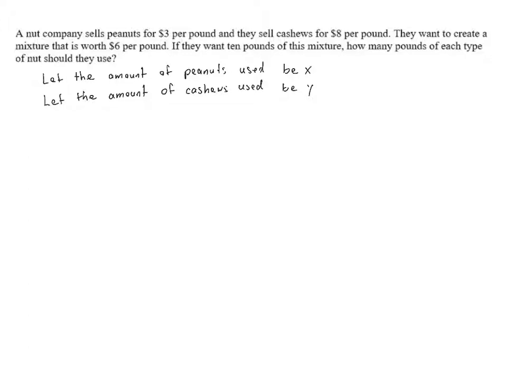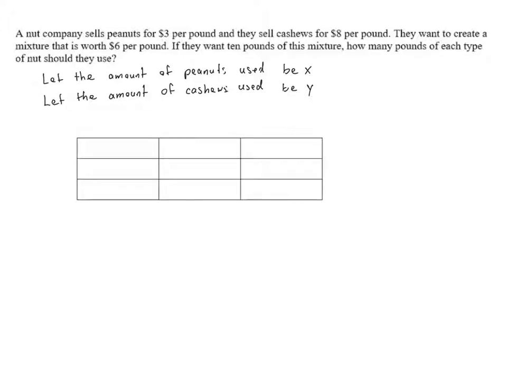Now, even though this is a different type of mixture problem, we're not mixing two different liquids to try and get the right concentration of some ingredient. We're mixing two different types of a solid ingredient, nuts, to try and get a certain price. Even though it's a different type of mixture problem, we're still going to use the same chart that we used before. But this time the relationship is amount times rate equals price.